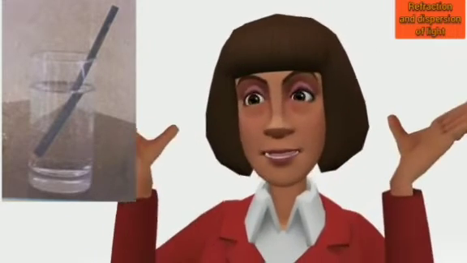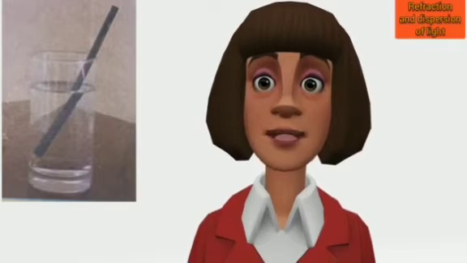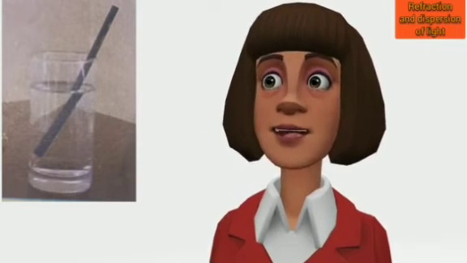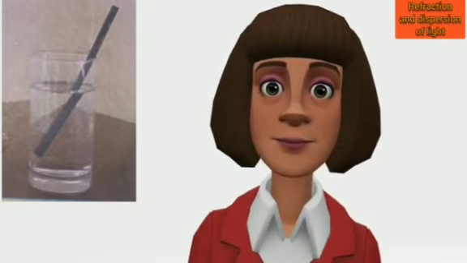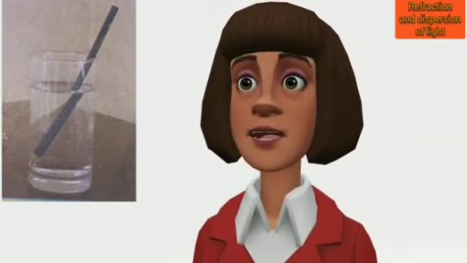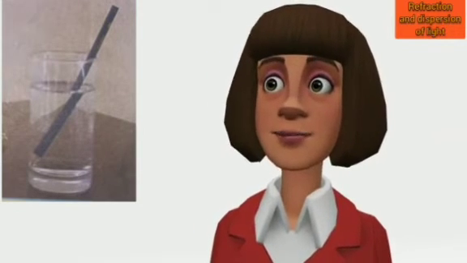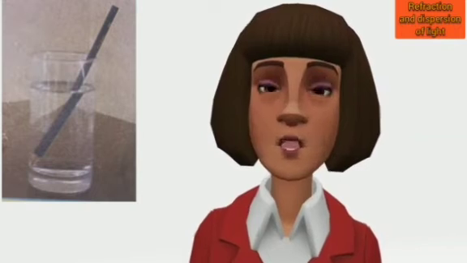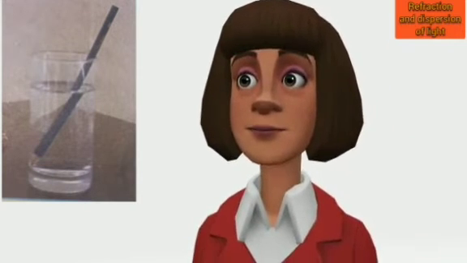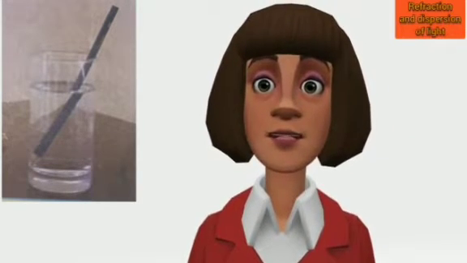Now let's see the second activity. Dip a pencil in a glass of water at about 45 degrees to the surface of the glass. Examine the appearance of the pencil when viewed at an angle to the surface of the glass. What do you observe about the appearance and shape of the pencil? The pencil appears bent near the surface of the water.